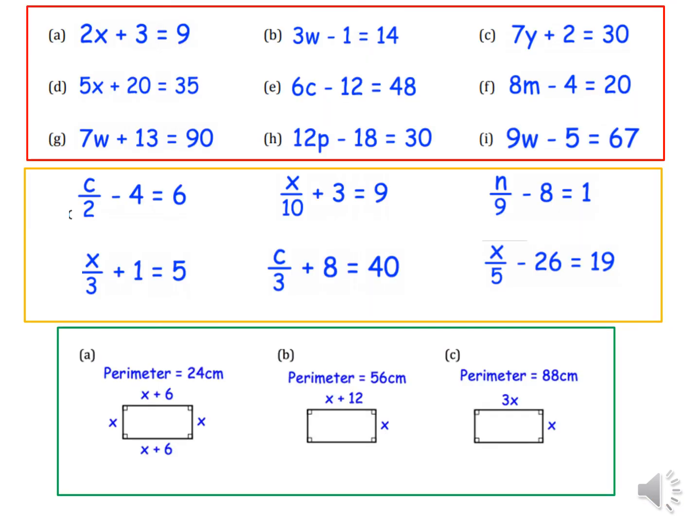Okay, so you have a red section, an amber section, and a green section. I would like you to have a go at 3 from the red, 3 from the amber, and have a go at least 1 from the green. At least attempt 1 from the green.